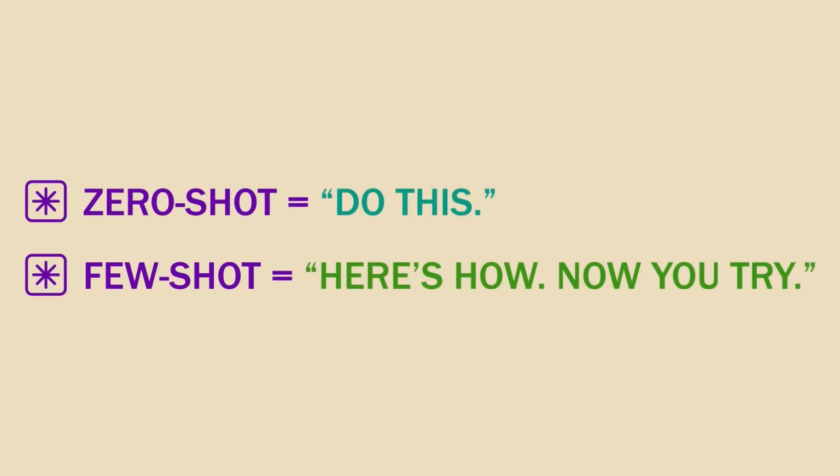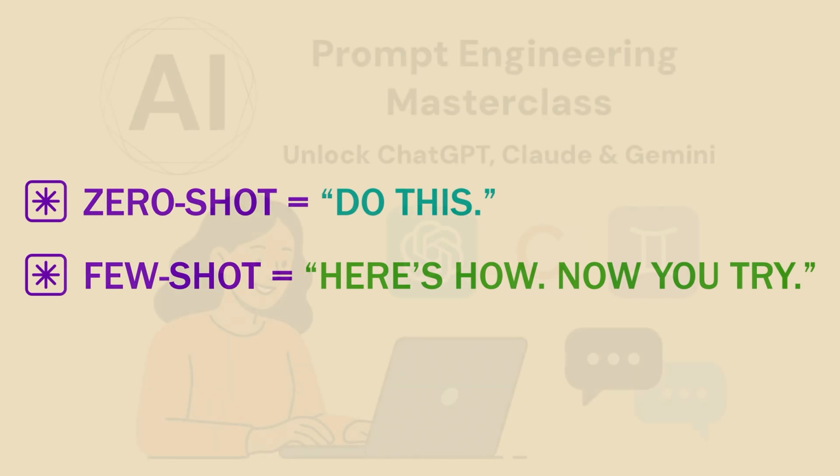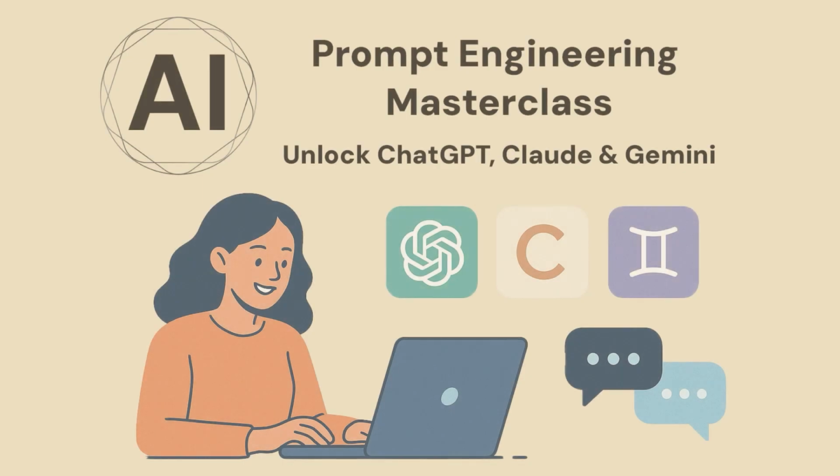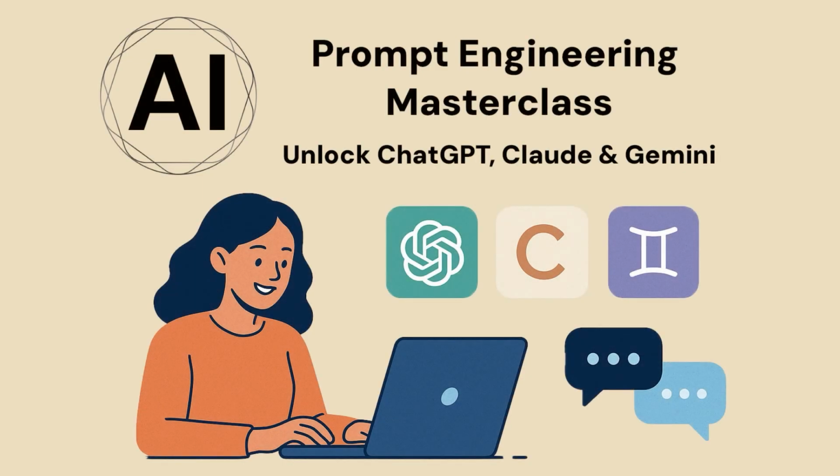The big idea is this. Zero shot is like saying, do this. Few shot is like saying, here's how, now you try. Few shot prompting helps AI learn patterns fast and gives you more control even without coding. In the next lesson, we will combine this idea with chain of thought prompting, which takes things to the next level by helping AI think out loud.